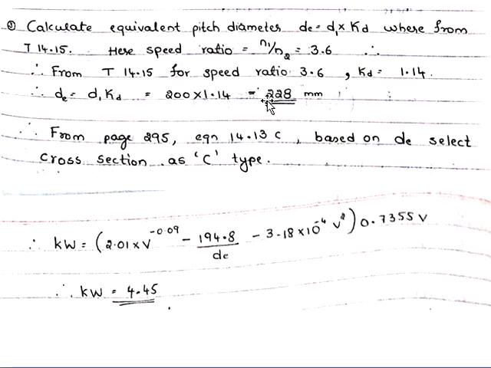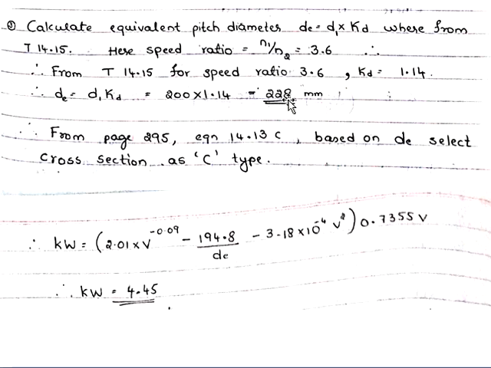I am referring to the fourth column now. In the fourth column, you have to consider a value which is greater than DE. In our problem, the DE value is 228. So you have to consider 300 as reference. 300 belongs to cross section C. So finalize the cross section as C and consider the Kw equation as 2.01 into V to the power minus 0.09. That equation you have to consider is equation number 14.13C.